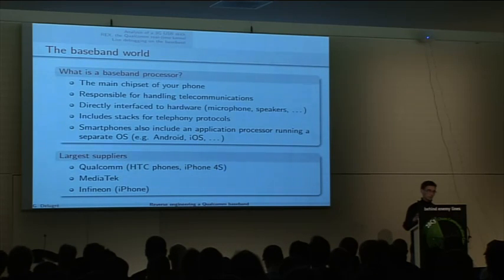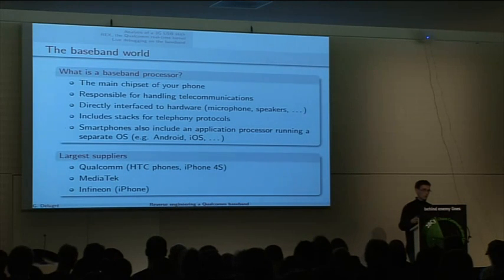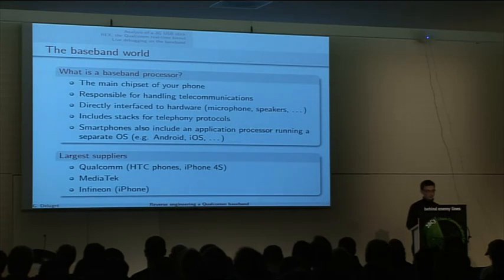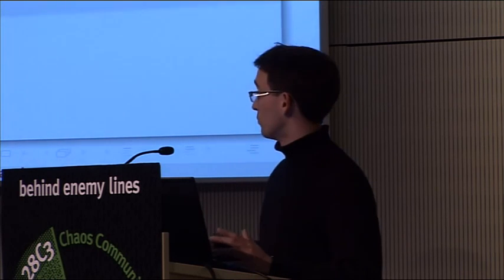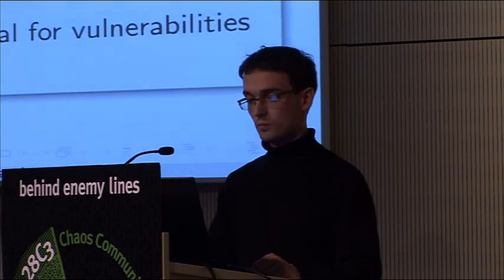But the baseband operating system is always hidden. You don't directly interact with it. You don't have your hands on it. The biggest suppliers of baseband chips are, I think the leader is Qualcomm, followed by MediaTek and Infineon. I just mentioned a few phones like HTC and iPhone, but they are sharing the market across various models of phones.